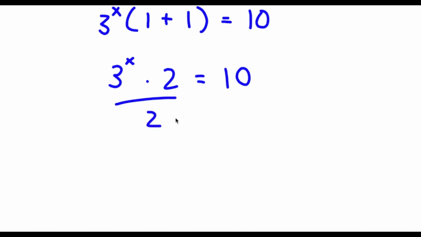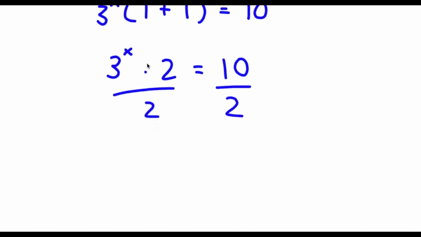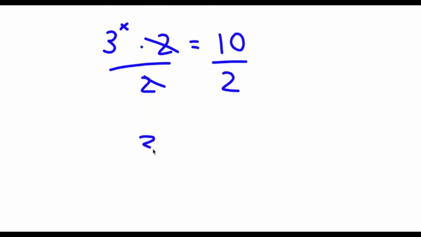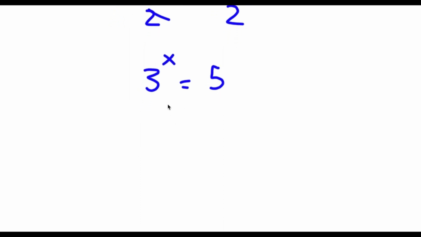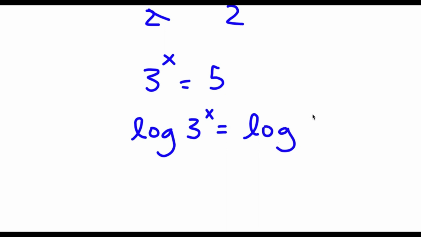Now if I divide both sides by 2, these two cancel out. Now I'm left with 3 to the power of x is equal to 10 divided by 2, which is 5. So now I just got another equation, 3 to the power of x equals 5. So now to solve this, I'm going to first take the log on both sides. So now I have log 3 to the power of x is equal to log 5.